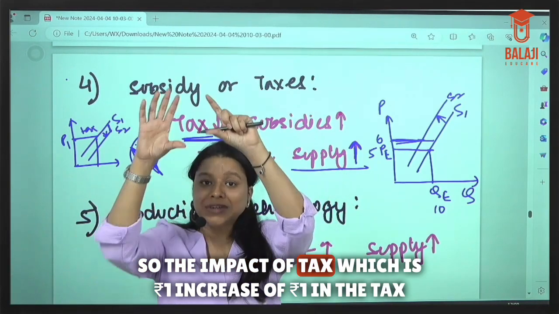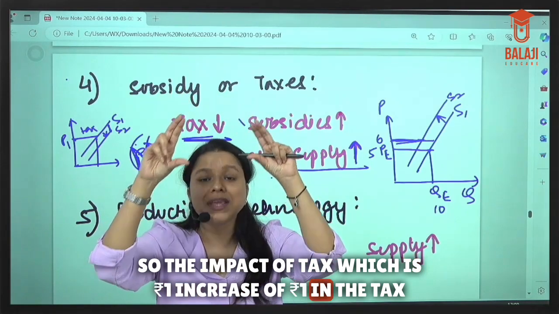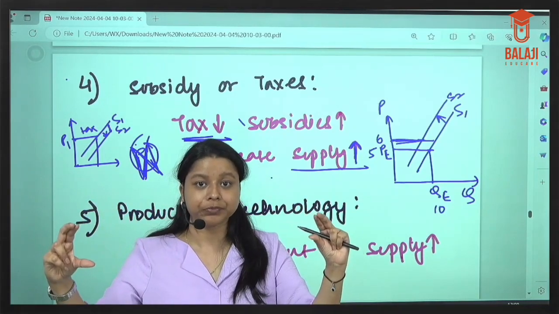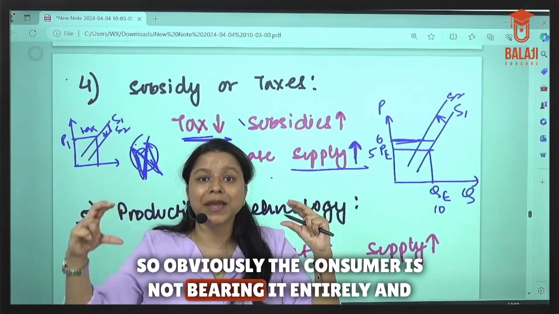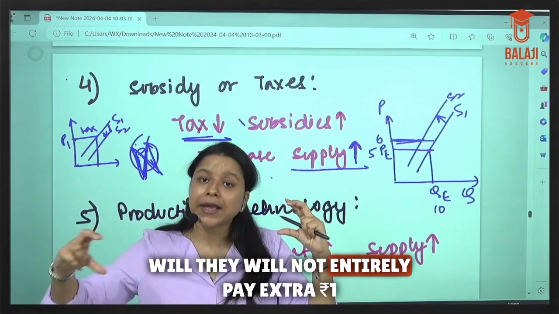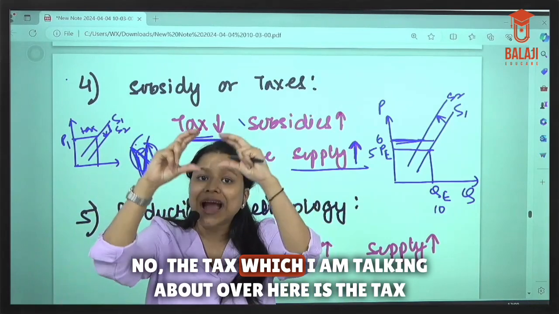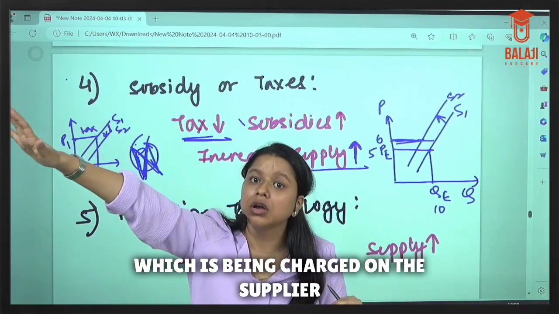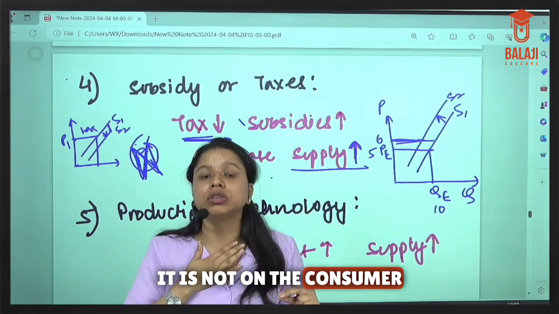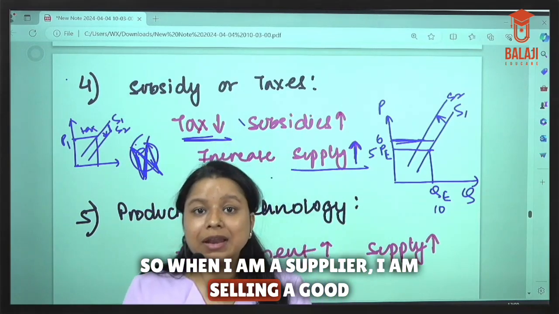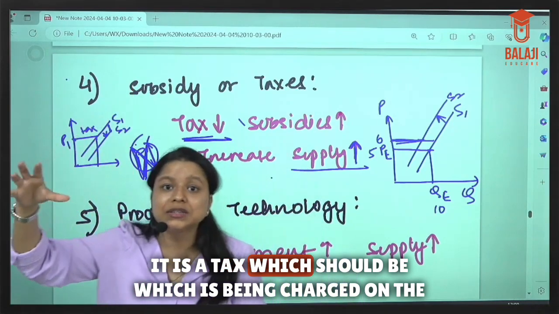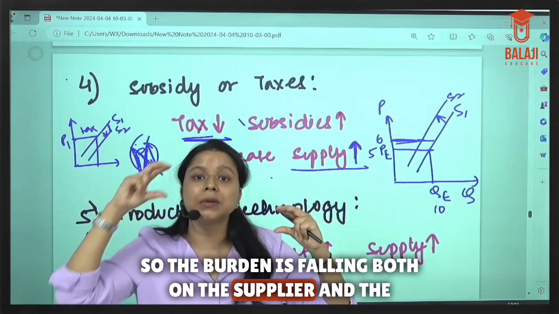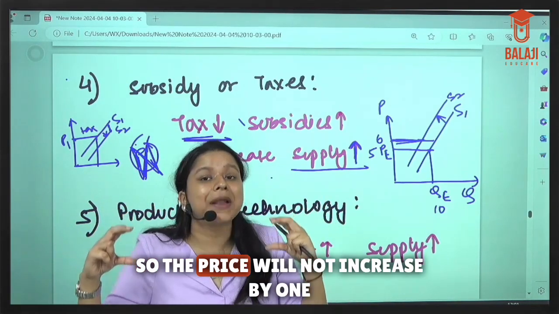So the impact of the tax, an increase of 1 rupee in the tax, the burden falls on both the producer and the consumer. Obviously the consumer is not bearing it entirely, and they will not entirely pay an extra 1 rupee. The tax which I am talking about over here is the tax which is being charged on the supplier. It is not on the consumer. So when I am a supplier, I am selling a good, it is a tax which is being charged on the production itself. So the burden is falling both on the supplier and the consumer. So the price will not increase by 1.